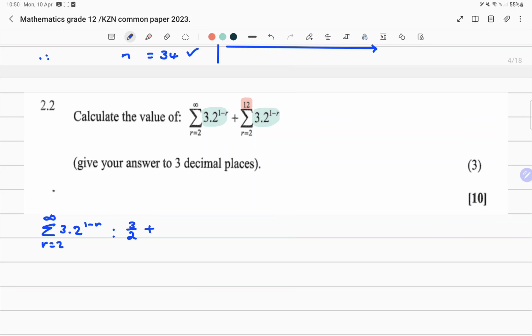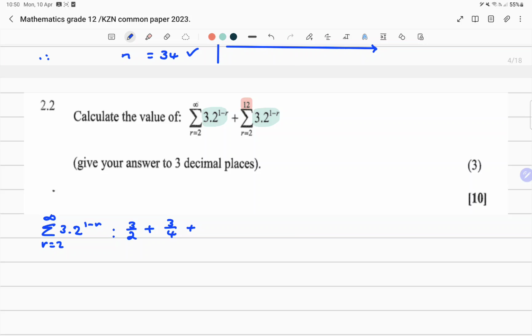Plus, then the next one, you put a 3 in there, then it becomes 2 to the minus 2. Then 2 to the minus 2 is the same as a quarter, which is 1 over 4, right? So 3 times 1 over 4 is basically 3 over 4. Then we just need the last one, just 3.